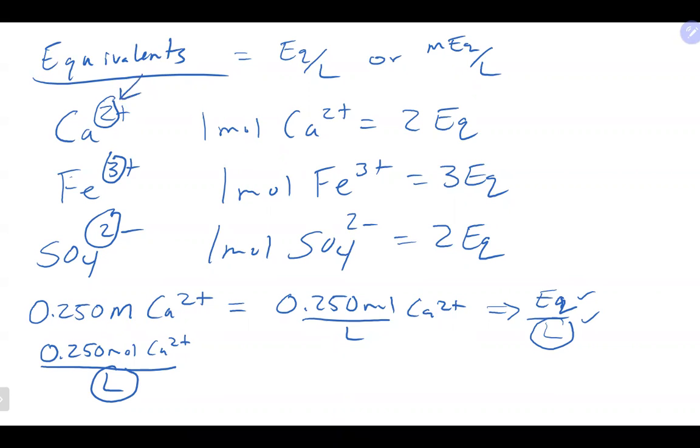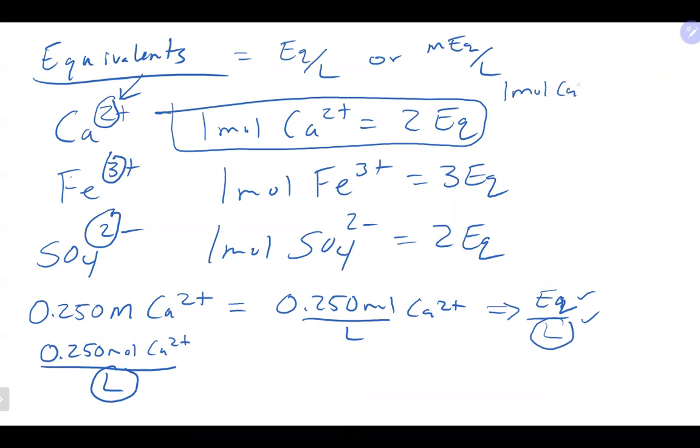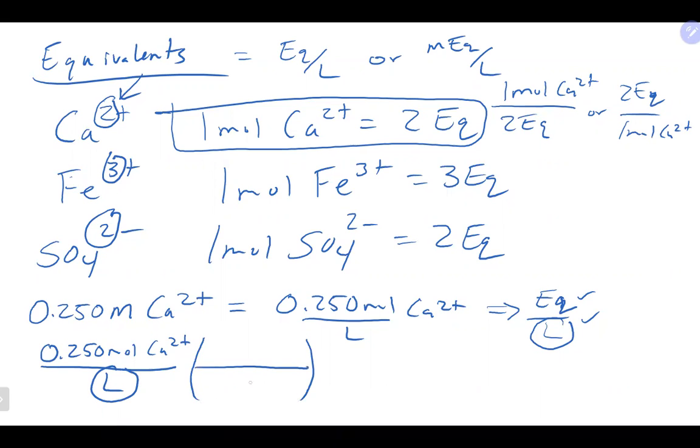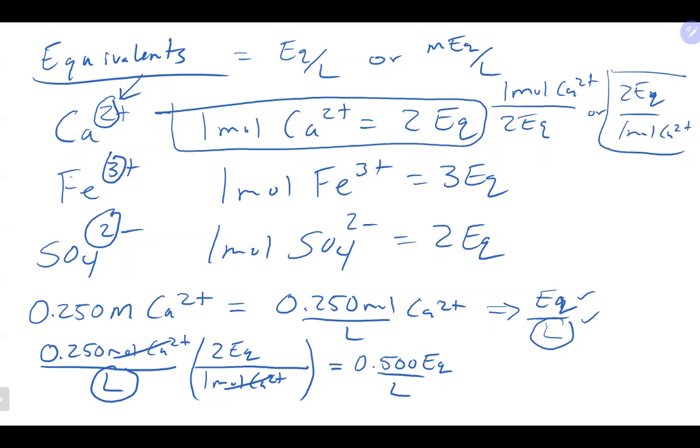So we would look at our charge and go, okay, that is the relationship, which means we could write 2 conversion factors. 1 mole of calcium is 2 equivalents, or 2 equivalents is 1 mole of calcium, right? Since I have moles of calcium up on top, I would want moles of calcium on the bottom so that they cancel. So we would use the conversion factor on the right, giving 2 equivalents per 1 mole of calcium ions. The moles of calcium ions cancel. We get 0.25 times 2 gives us 0.5 equivalents per liter. So we have now converted into just another concentration unit, which is equivalents per liter.